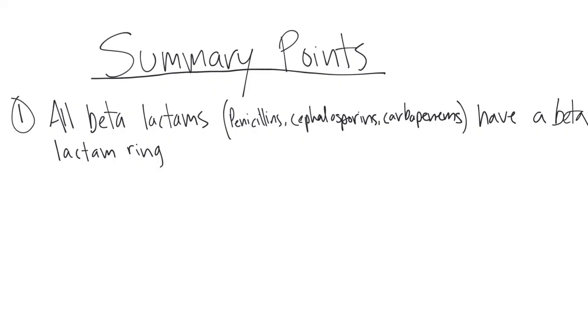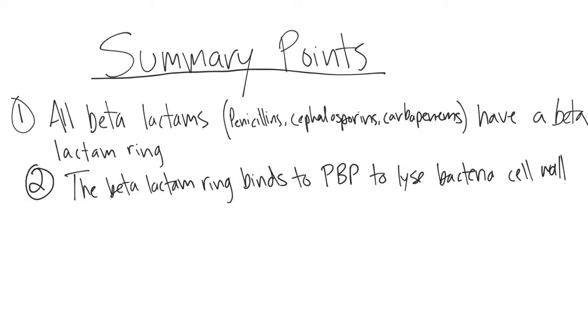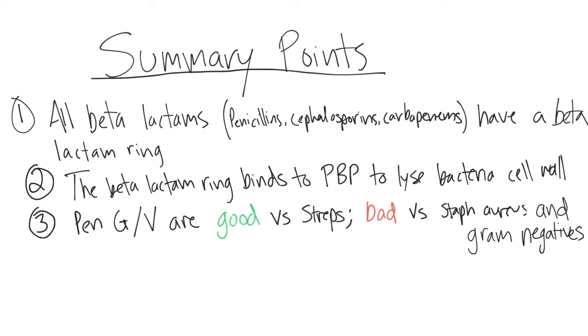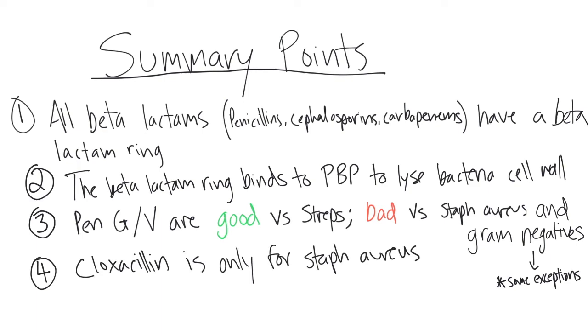All right, that's it. Here's your summary slides. 1. All beta-lactam antibiotics have a beta-lactam ring. 2. The beta-lactam ring binds to penicillin binding proteins to lyse bacteria. 3. Penicillin G and V cover streps well, but do not cover staph aureus or gram-negatives, with some exceptions. And 4. Cloxacillin was made only for staph aureus.